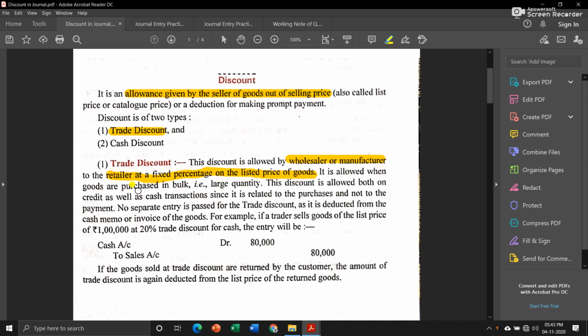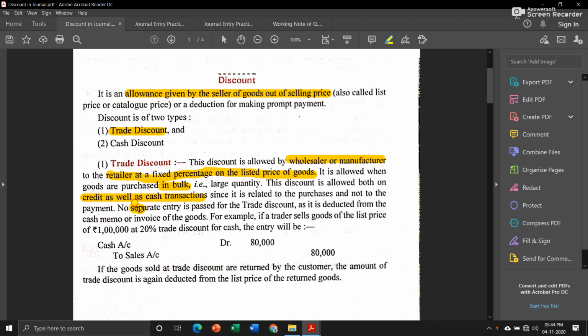It is allowed when goods are purchased in bulk. Remember that trade discount is given only when the goods are purchased in large quantity. This discount is allowed both on credit as well as cash transactions. Since it is related to the purchases and not to the payment, means since it is not related with cash payment, so it is given on both credit as well as cash transactions.